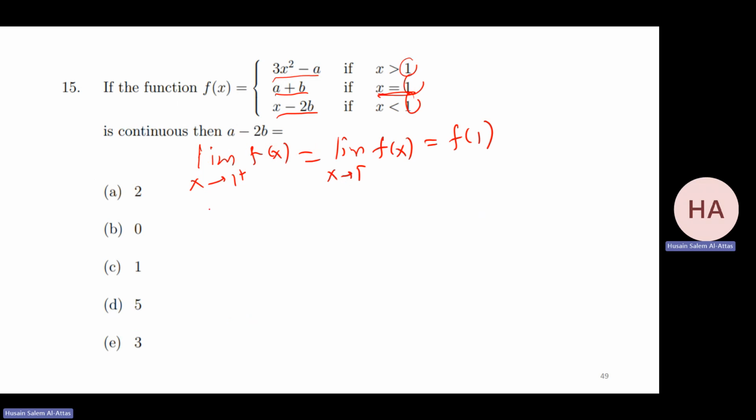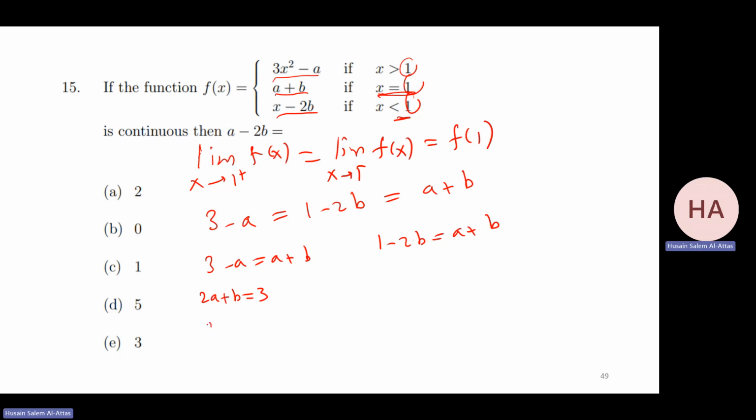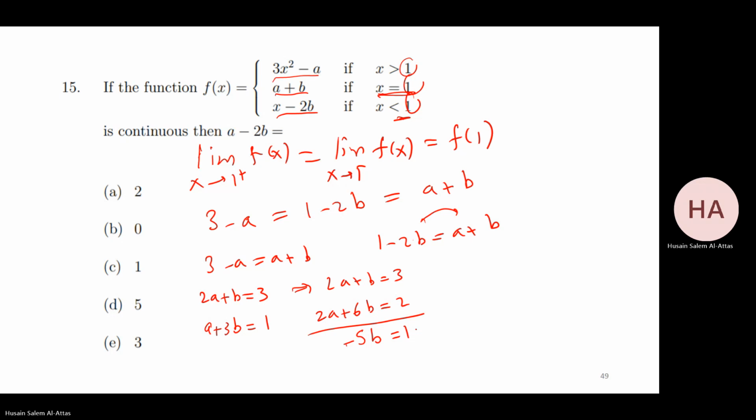Here I have x goes to 1 from the right, that will be 3 minus a. From the left, I am here, that will be 1 minus 2b. f of 1 is a plus b. So I have this equation, and I have this equation. We solve it. I have 2a plus b equals 3. And in this one, take it to the other side, a plus 3b equals 1. So multiply this by 2. So I have 2a plus b equals 3, and 2a plus 6b equals 2. Subtract. You have minus 5b equals 1. So b equals minus 1 over 5. Okay.